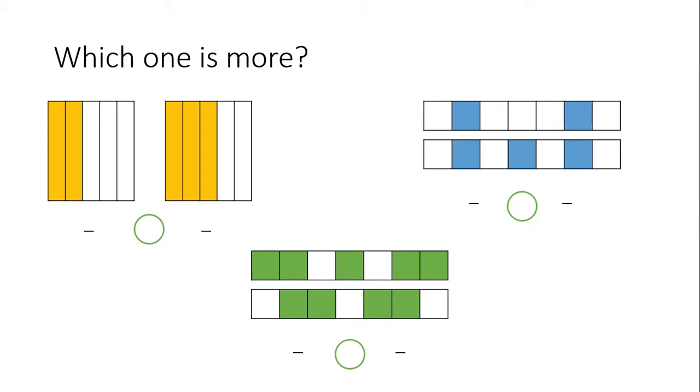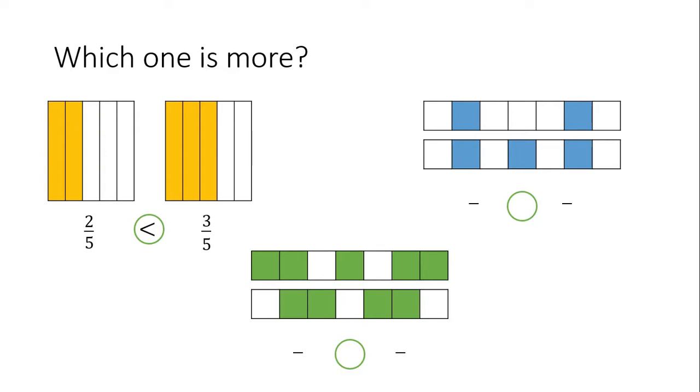Welcome back. Okay, let's check your answers. So starting with the golden ones on the left, there are two rectangles and they're both divided into the same number of equal parts, and that is 5 equal parts. But they have different amounts shaded in. The one on the left has only 2 shaded in, and the one on the right has 3 shaded in. Well, which one's more? It looks like the one on the right has more shaded in. So I'm going to say that it is greater, which means that 2/5 is less than 3/5.